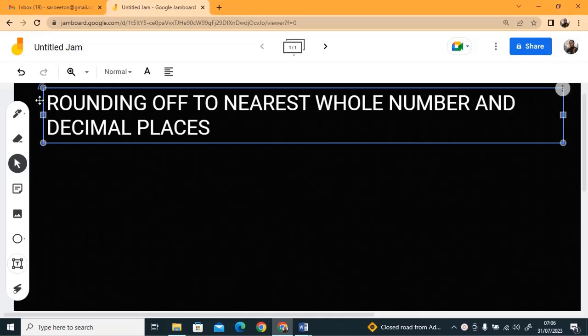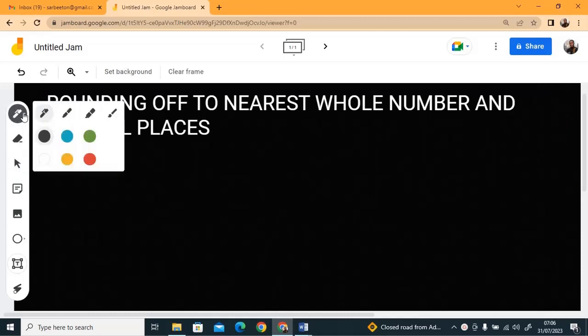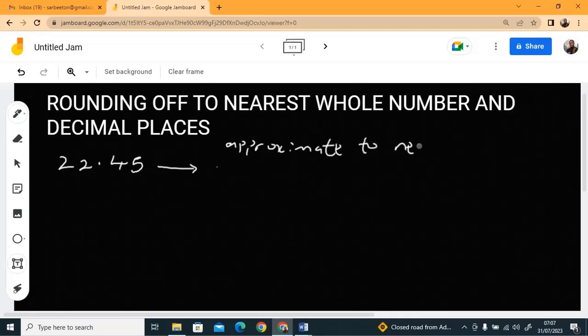Let's assume they gave something like this. Let me change my marker so that you can see it clearly. Let's assume we are given something like this. They said you should approximate this value, let's say we have 22.45, to the nearest whole number. That is the first one we are going to look at.